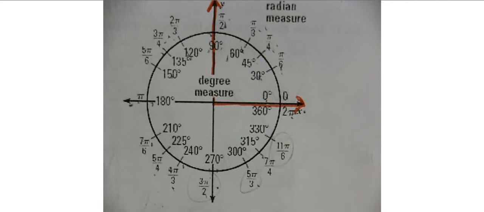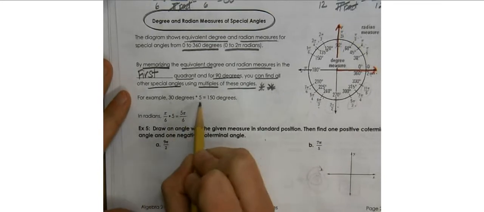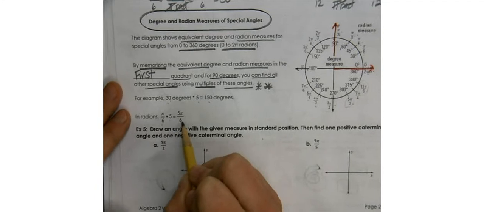some formulas. So for example, let's talk about 30 degrees. We know that 30 degrees times 5 is equal to 150. So since 30 degrees matches up with pi over 6, pi over 6 times 5 will be 5 pi's over 6. So if we were to go to where 150 is, look at that, it's 5 pi's over 6.